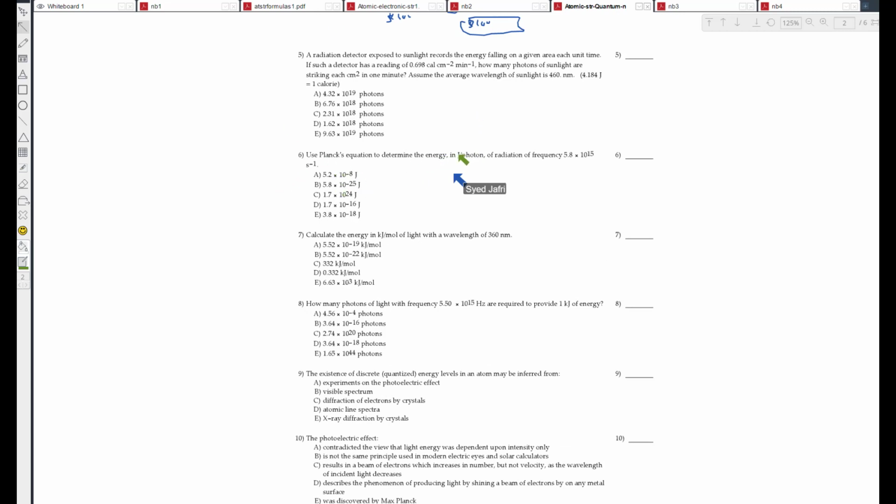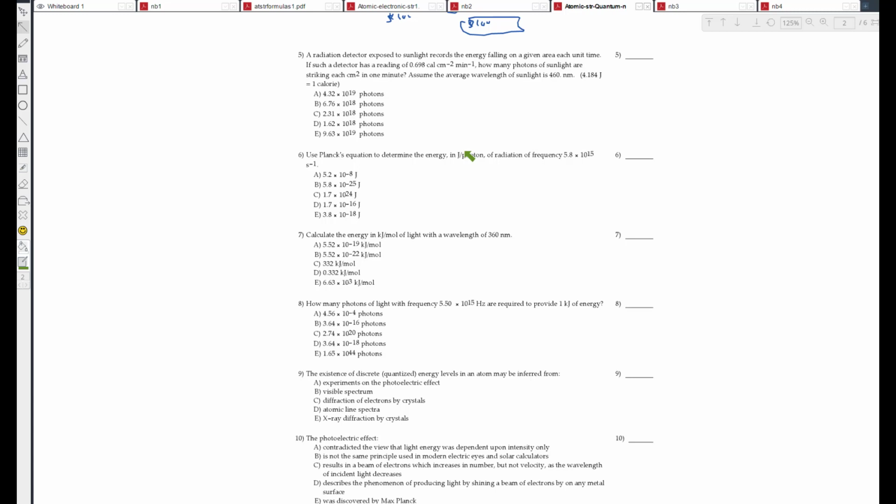Determine the energy in joules per photon of radiation of frequency. Use Planck's equation to determine the energy in joules per photon. So I'm just doing hc over lambda, but I have a frequency here. So that means that I could do E equals h nu, right? Yes, that's right.